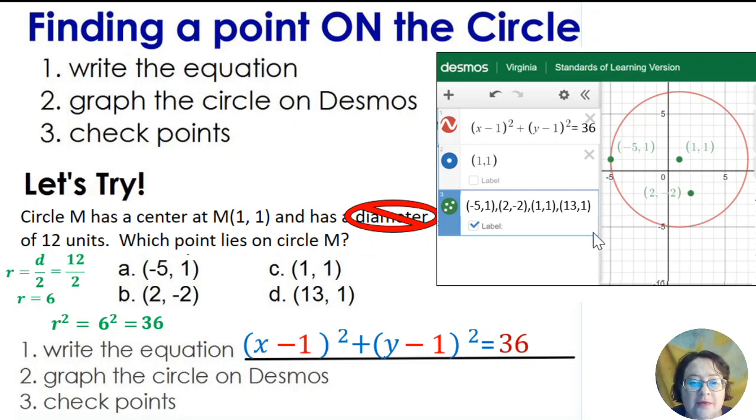And look, we've got only 3 here. This (13, 1) is way off to the other side. So we actually don't even see that one. But I see the whole circle, so I see enough that I need. So (13, 1) doesn't have a chance of being on that circle. It's way outside of it. I have (1, 1), which is on top of the center. (2, -2), which is inside the circle. And my only point on the circle is (-5, 1). So A is the answer choice I'd pick here.